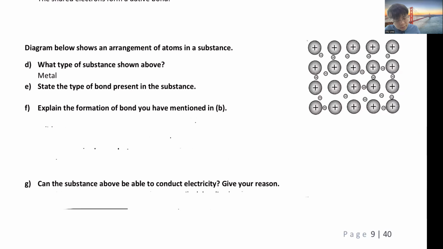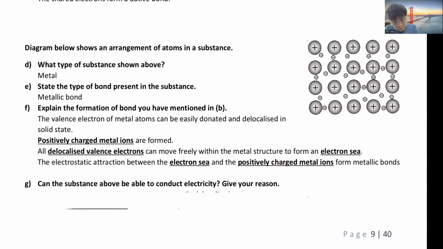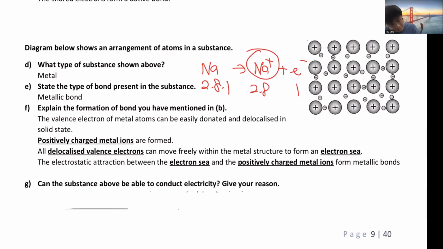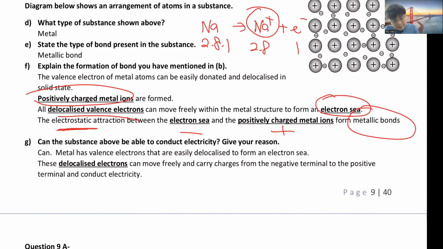Then the substance shows it is a metal, so it's a metallic bond. How do you form it? The valence electron can be easily delocalized, and then you form a positive charge ion. For example, if this is sodium, 2.8.1, it will easily delocalize its electron out. So after delocalizing, it becomes a positive charge metal ion. Then the delocalized electrons form an electron sea. So the electron sea is negative, the positive charge is positive. So they have electrostatic force. This electrostatic force is called metallic bond. So can it conduct electricity? Yes. All the delocalized electrons can move from negative to positive.